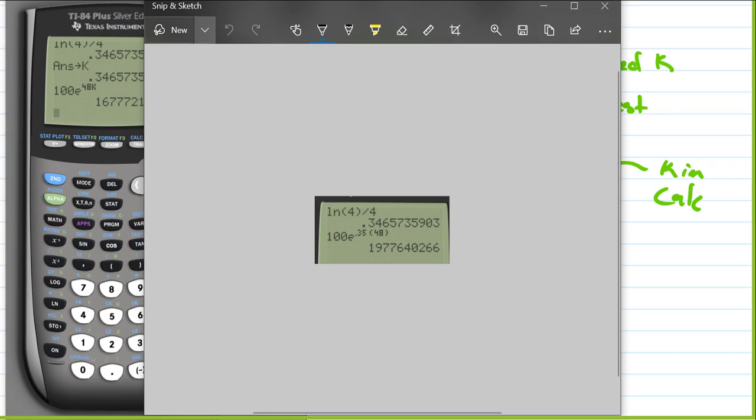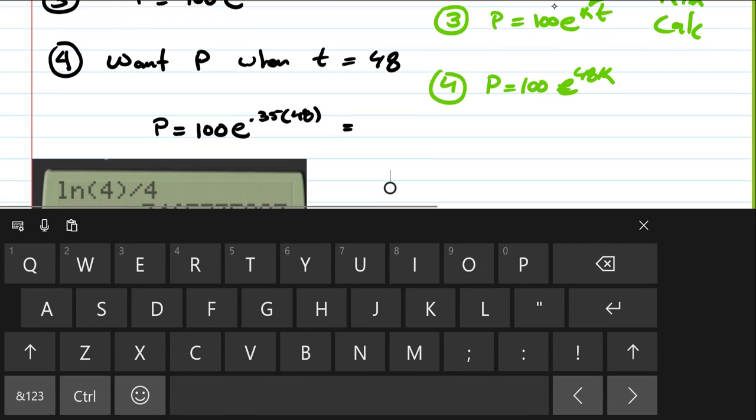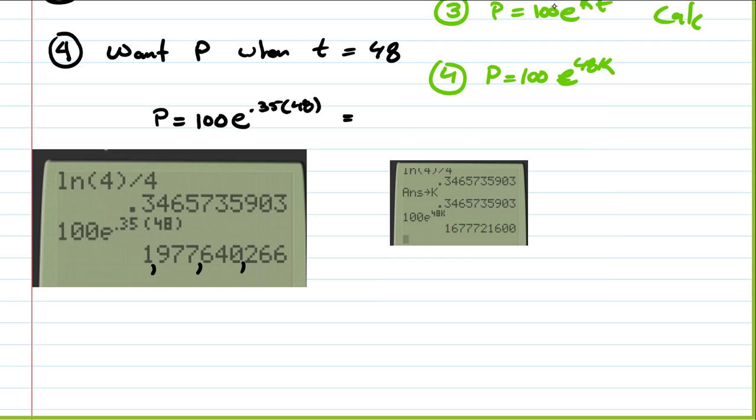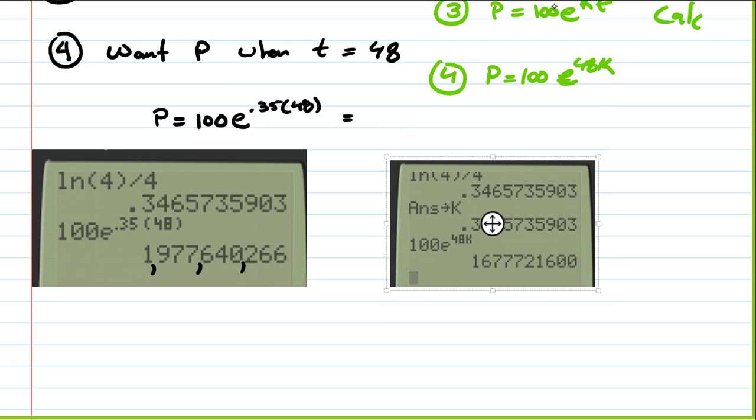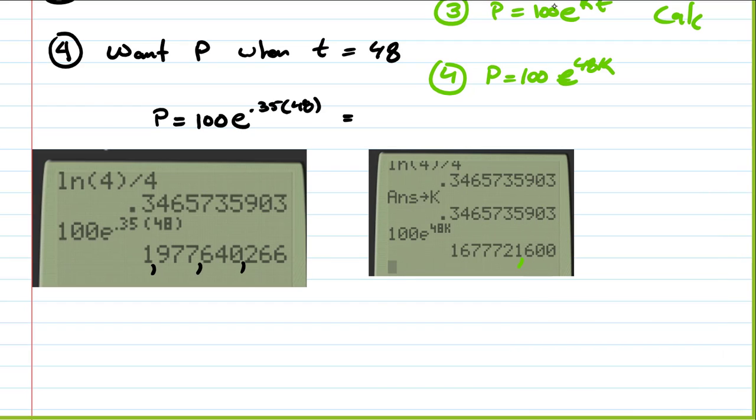And we get the following value out of our calculator. So we'll notice this time the answer is significantly different. So adding a few commas for clarity, this time we get 1,677,721,600. So the error that we got by rounding to the nearest hundredth too soon was over 300 million bacteria.